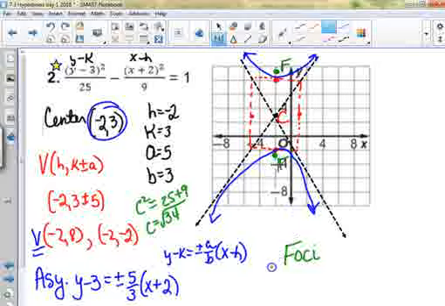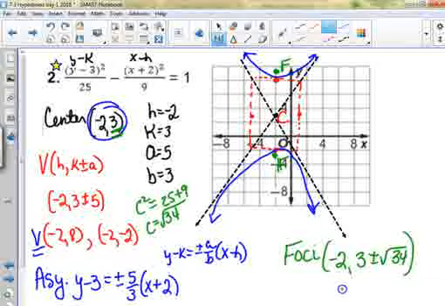So we added and subtracted onto what in the case of this, when it's opening up and down? We're going to add and subtract it onto the y, or here the 3. And that's all on your sheet. It says the focus is at h, comma, k plus or minus c. There's going to be negative 2, comma 3 plus or minus square root of 34. And since that's ugly decimal, we can leave it that way. All right.